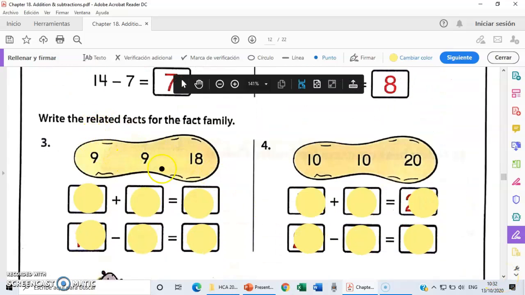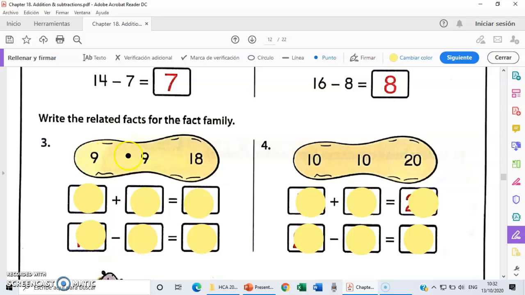Now they give you the fact families and you have to relate it. Write the related fact for the fact family. You have 9, 9, and 18. Okay, so you know that you start with 9, smaller, and the other smaller, it's 9. Remember, this is a double. So 9 plus 9, your answer is 18. Good job. Then you start using the 18 to make a subtraction, and you say 18 minus 9. Your answer is going to be 9, okay? You see, they're all related because you start with 18 minus 9 and your answer is 9.